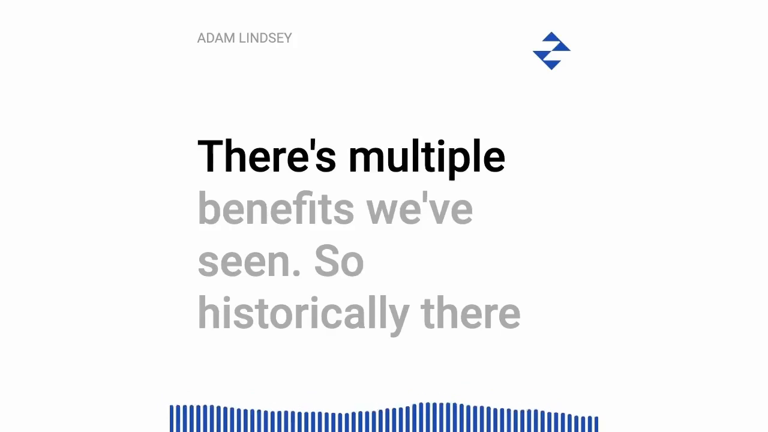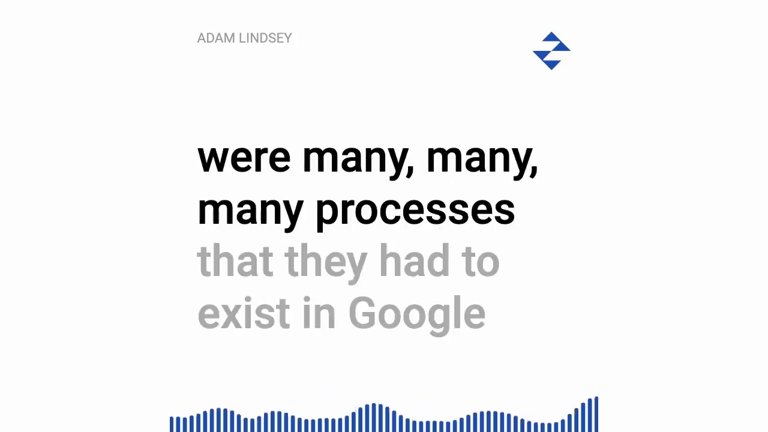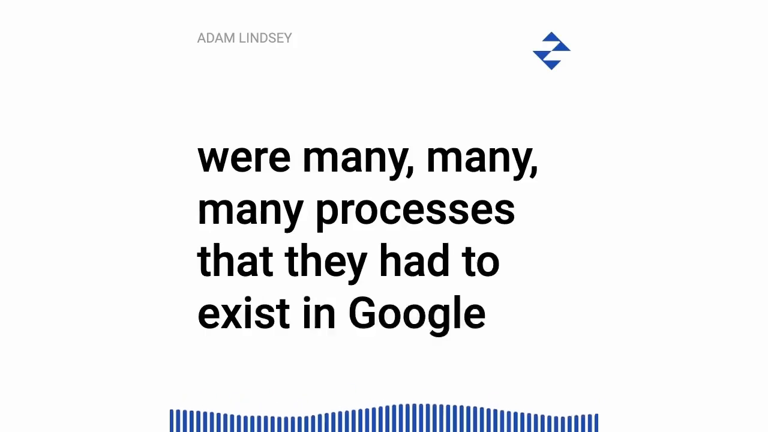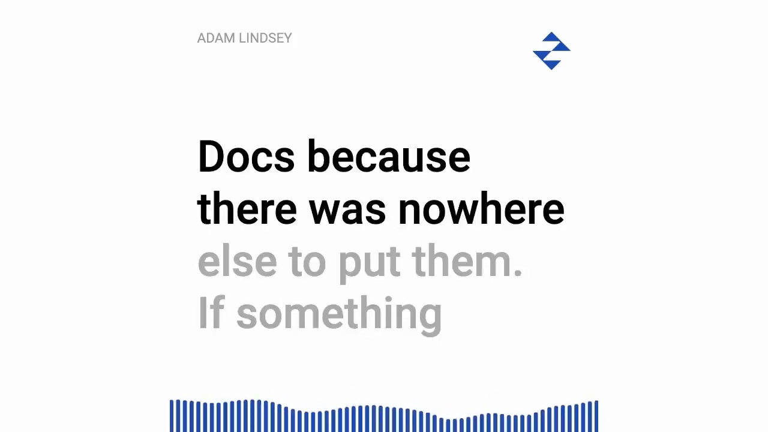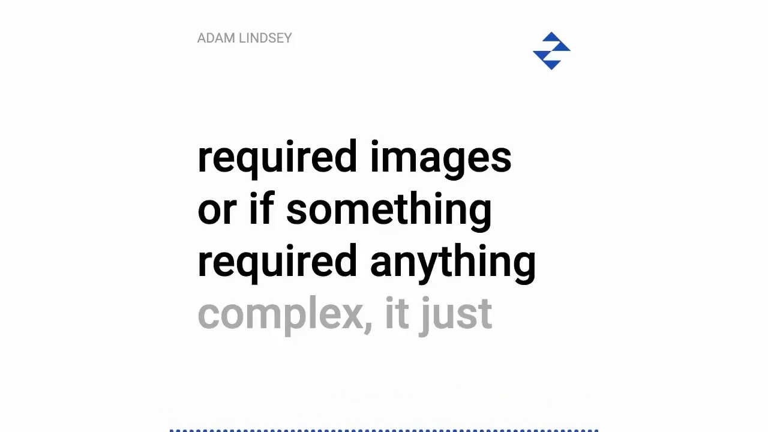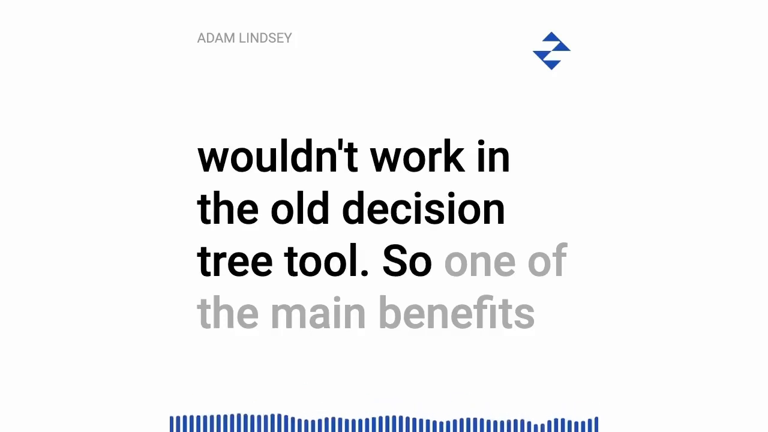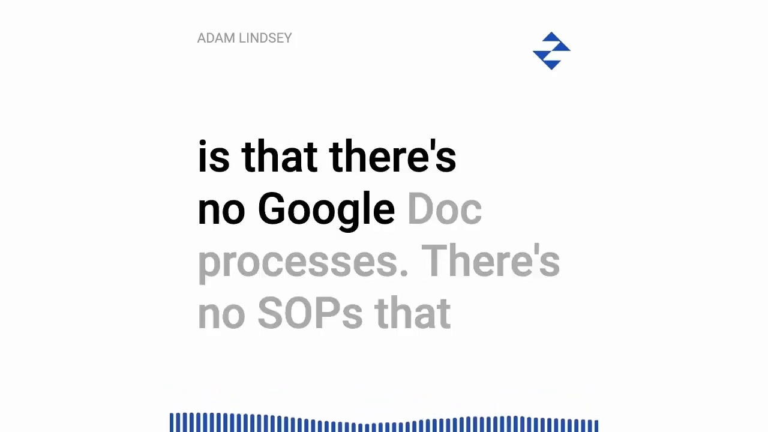There's multiple benefits we've seen. So historically, there were many processes that had to exist in Google Docs because there was nowhere else to put them. If something required images or if something required anything complex, it just wouldn't work in the old decision tree tool. So one of the main benefits is that there's no Google Doc processes.